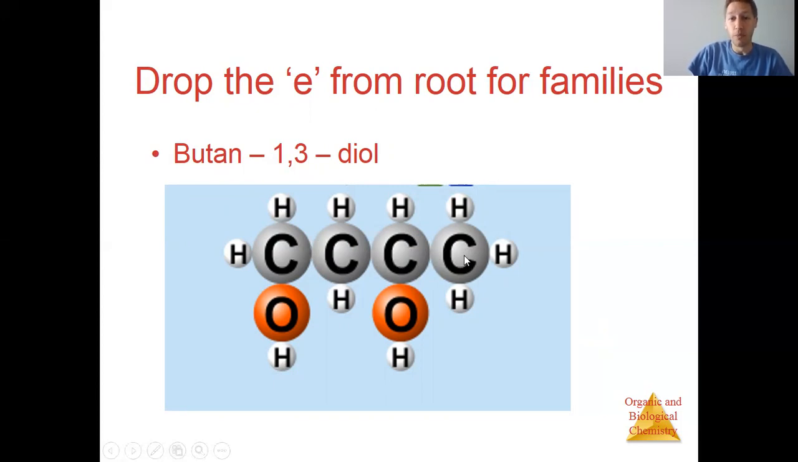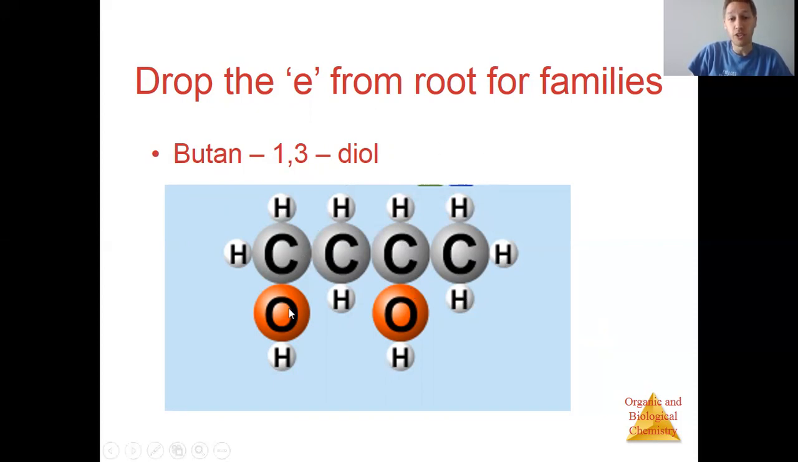So this carbon here on the end has 1, 2, 3 hydrogens plus a carbon. That means that this is a single bond. This carbon has 1, 2, 3, 4. This carbon has 1, 2, 3, 4. Since all the carbons have 4 bonds, then it's all single bonds. So but and an, meaning we have single bonds.